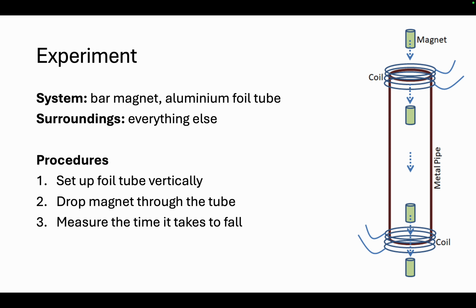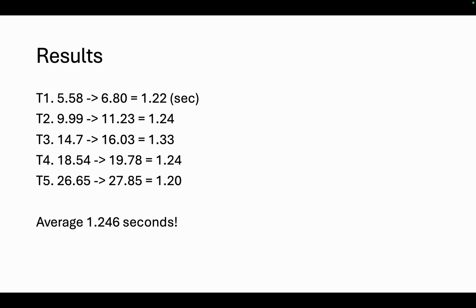The system was the bar magnet and the aluminum foil tube, and the surroundings were everything else. Procedures: the foil tube was set up vertically, the magnet was dropped through the tube, and the time it takes to completely fall was measured using a phone timer. And the results are as you can see here. There were 5 trials in total, and the 5 trials averaged 1.246 seconds for the magnet to fall through the tube.